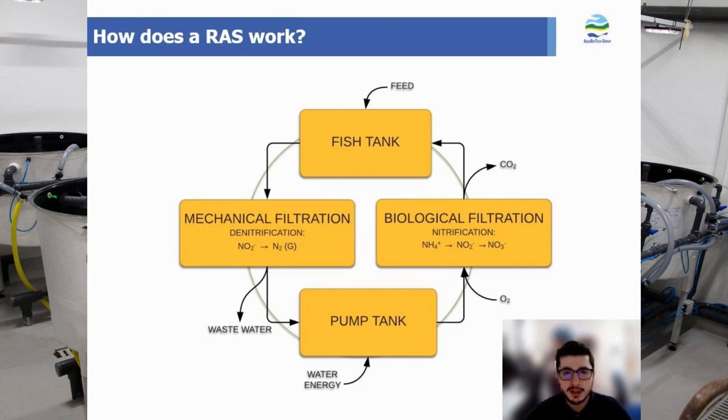How does a RAS system work? This is a basic example of how a RAS system works. The water flows from the biofilter to the tanks after a process of oxygenation, mechanical and biological filtration and disinfection. The system requires energy, feed, and water, and produces biomass, CO2 and waste.